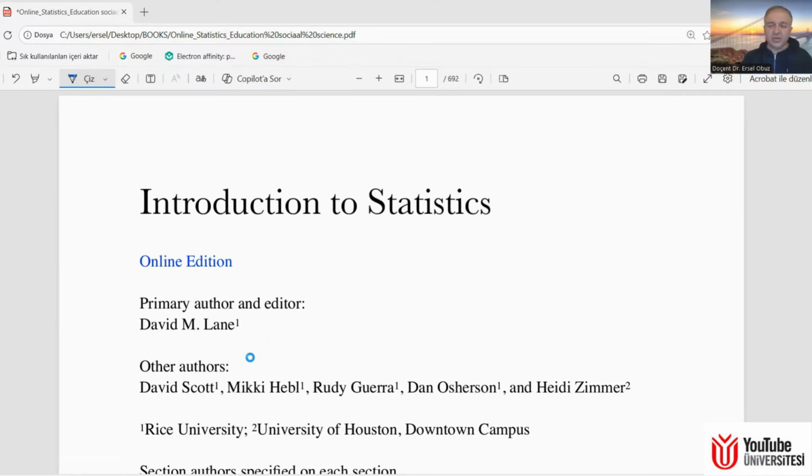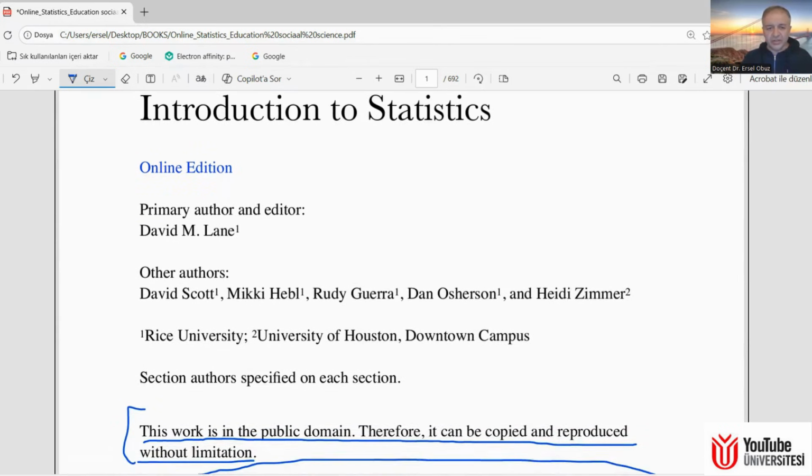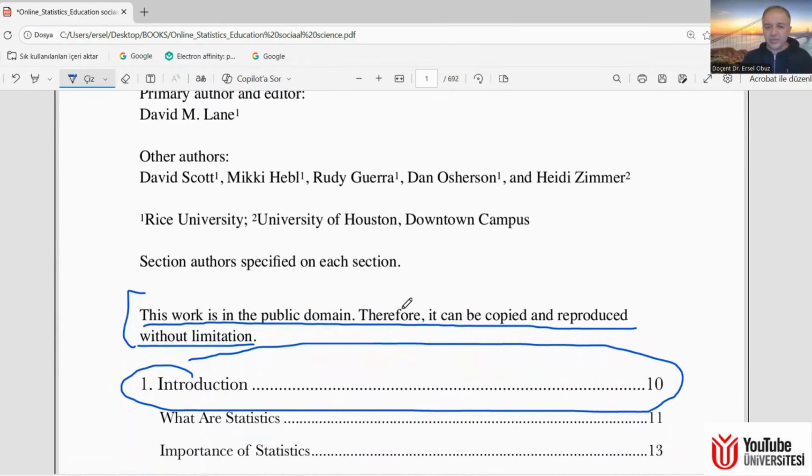Let me show you the book that I'll follow. Just a second. This is the book I'll follow, and it's an online version. It is in the public domain, so there will be no copyright issues.